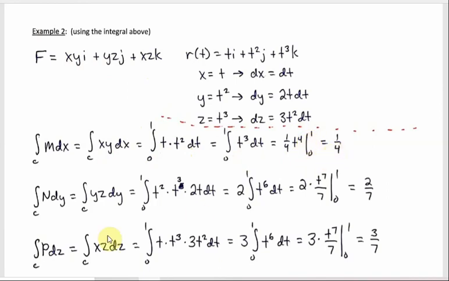All right. We can do the other ones too, right? The integral of N dy, well, N is y times z, but y is t squared, z is t cubed. dy is that, right? Because that's what it is right up here. And then that's one where, again, the integration is not too crazy. And then the integral of P dz, P is x times z. So there's x, there's z, there's dz, the 3t squared dt, because that's what it is right there.